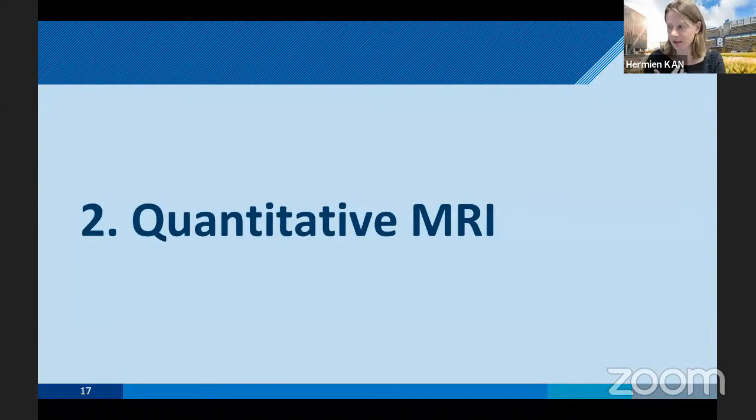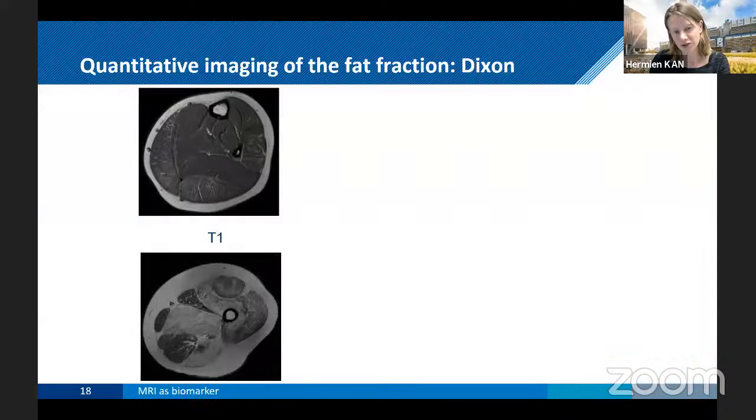As I mentioned in the beginning, the step to quantitative MRI has enabled us to do a lot of the correlations and associations that I will show later on. But what do I actually mean with quantitative MRI? In conventional MRI, we would get a T1 weighted image, which is shown here, of a patient with Duchenne muscular dystrophy.